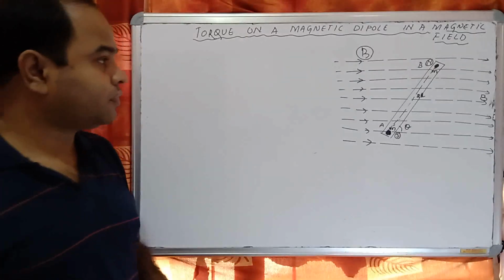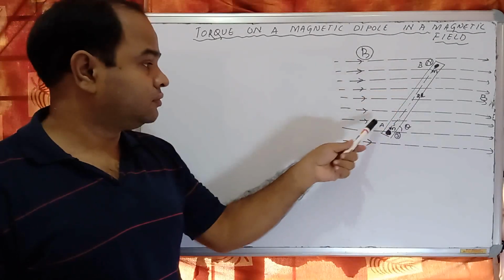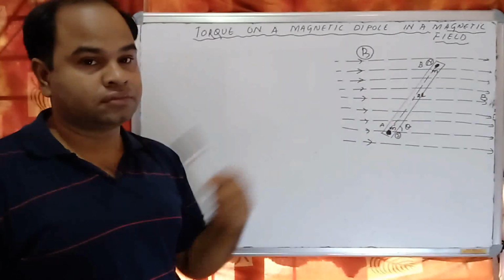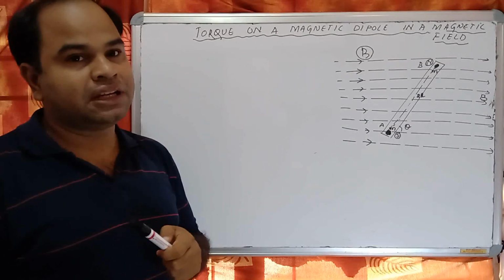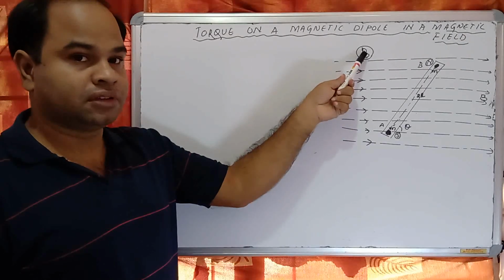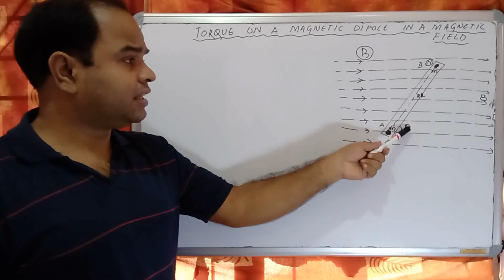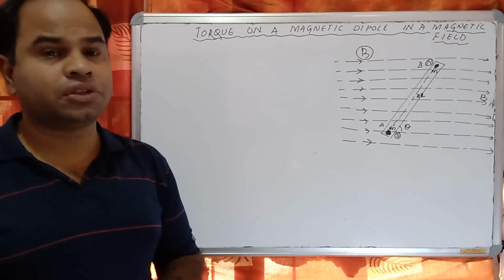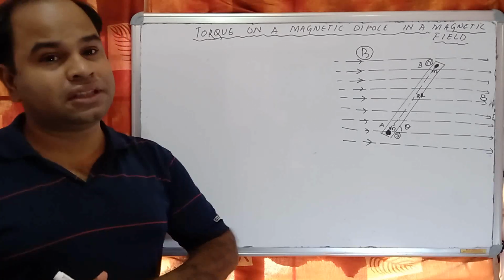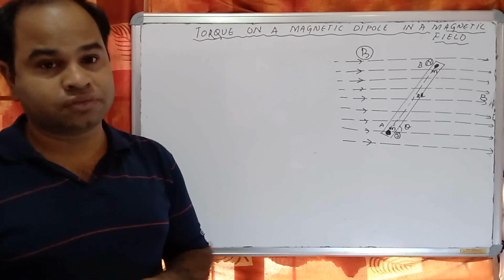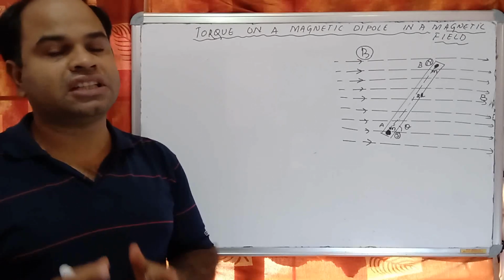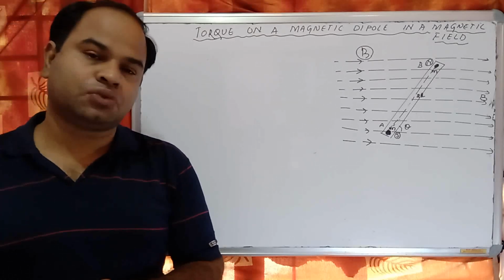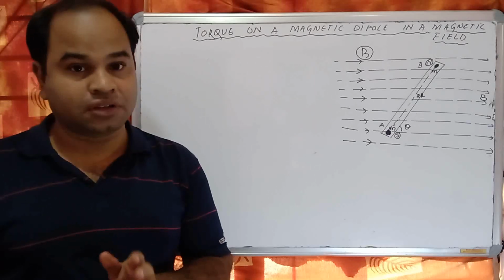Again I am saying, consider a bar magnet AB having pole strength m and magnetic length 2L. Let the bar magnet be placed in a uniform magnetic field of strength B such that it is making an angle theta with the magnetic field. We know that if a single pole is placed in a magnetic field, it will experience a force. North pole will experience a force along the direction of magnetic field, and south pole will experience a force opposite to the direction of magnetic field.